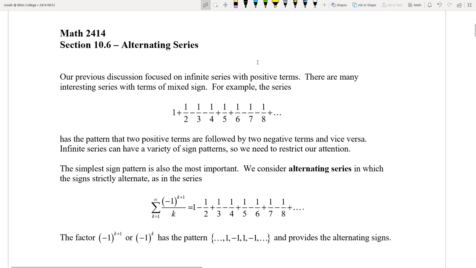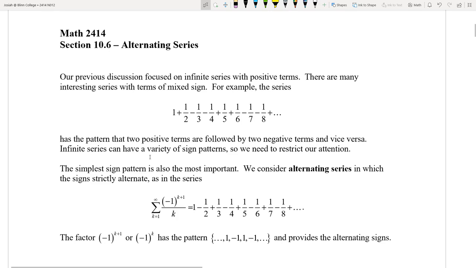10.6 talks about alternating series. So as it says here, we were only focusing on positive terms. Now we're going to start mixing in signs. So for example, this looks like terms of the harmonic series, but we have some negatives interspersed in here. It looks like we have plus, plus, minus, minus, plus, plus, minus, minus. So it's two positives, then two negatives, then two positives, and so on.